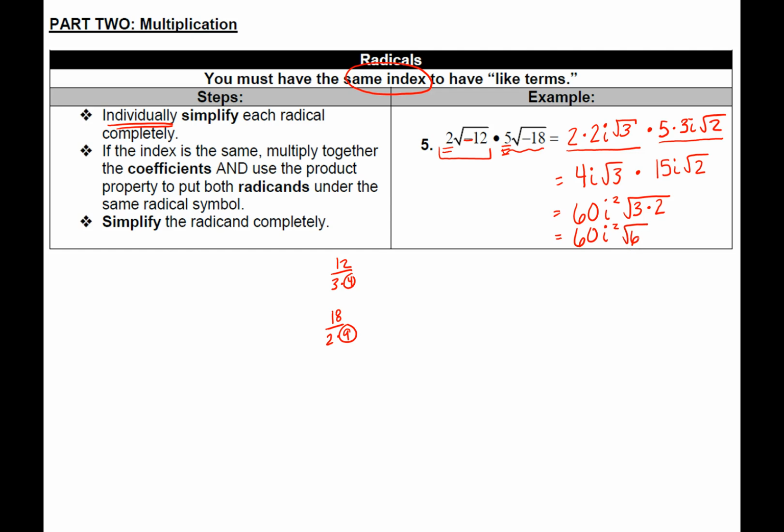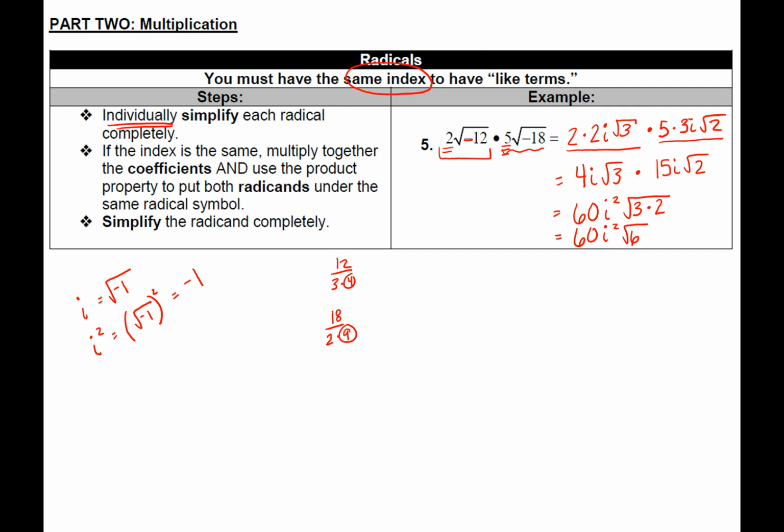But there is a new idea that I want to introduce here. When we defined i as the square root of negative 1, what happens if I square i? So now I take this square root of negative 1 and that whole quantity gets squared. Remember, squares and square roots undo one another. So that means i squared is equal to negative 1.